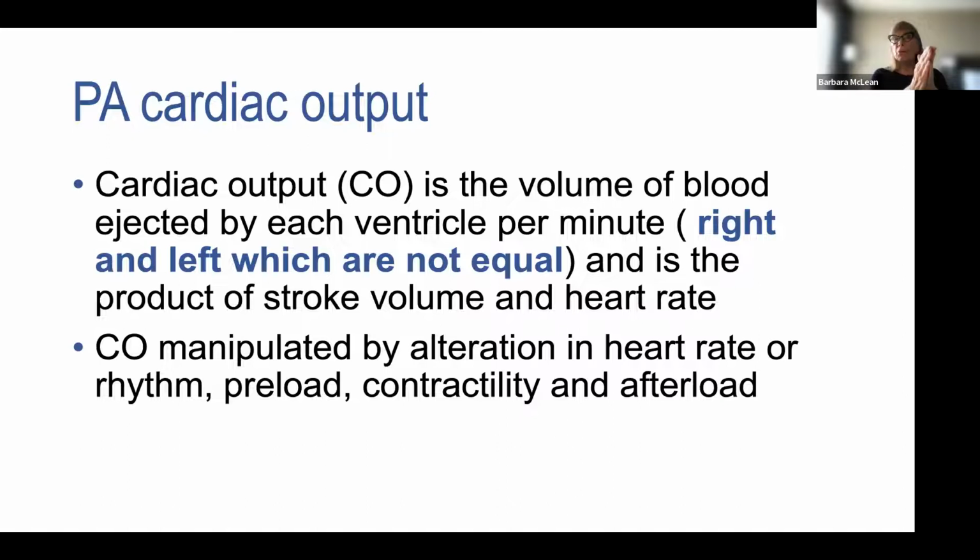Okay, and I just want to remind you, cardiac output is the volume of blood ejected by each ventricle per minute. Right and left are not equal. Right-sided ejection fraction is 40 to 60% in a good heart. In a good heart, left-sided ejection fraction is 50 to 75%. And very important to remember that right and left ventricles share a sac, that's the pericardial sac. They share a wall, that's the septum, and they share circulations, right to left, pulmonary circulation, left to right, systemic circulation.